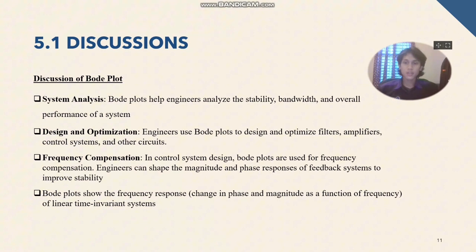So a Bode plot shows the frequency response, the change in phase and magnitude as a function of frequency, of a linear time invariant system. It aids in the analysis of control system stability. In the plot, the poles and zeros should be located on the left half of the S-plane for a minimum phase transfer function. Alright, that's all from me.